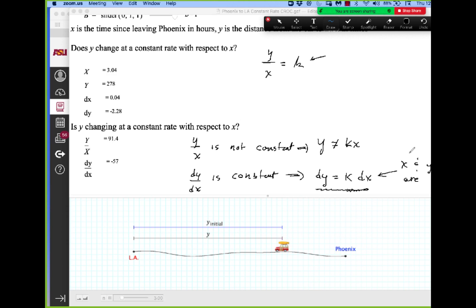Okay, so we have one vote for this does not show that x and y are in a constant rate relationship, but only dx and dy. I would agree with that too. Okay, cool. All right, very good.